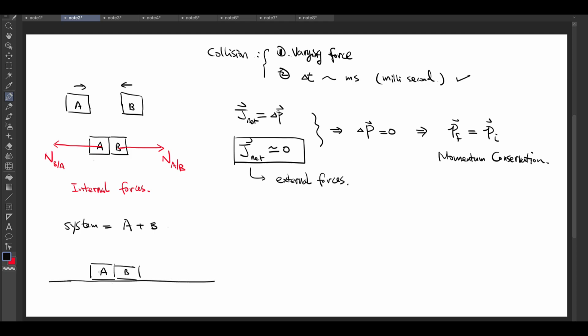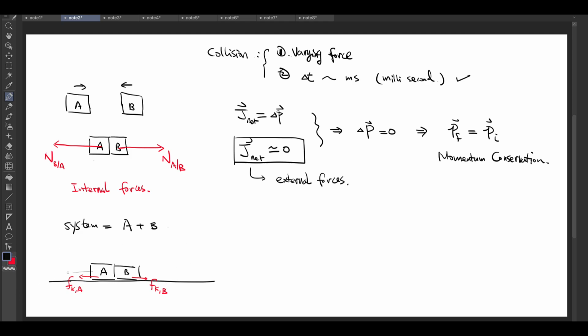On a horizontal surface. Then in order to have this condition, let's say when they collide, there are some frictions acting on them. So the friction forces are negligible. In this case, I'm going to draw, let's say, when they are colliding, they're still sliding on the surface. So that's Fk here acting on A, Fk here acting on B.